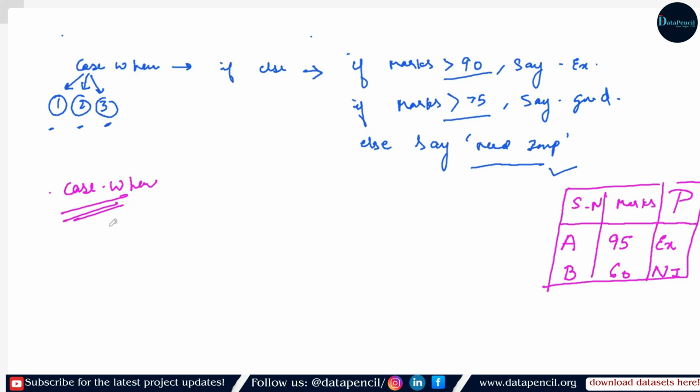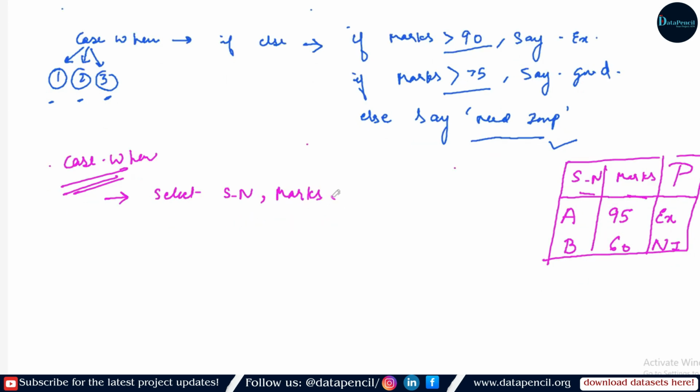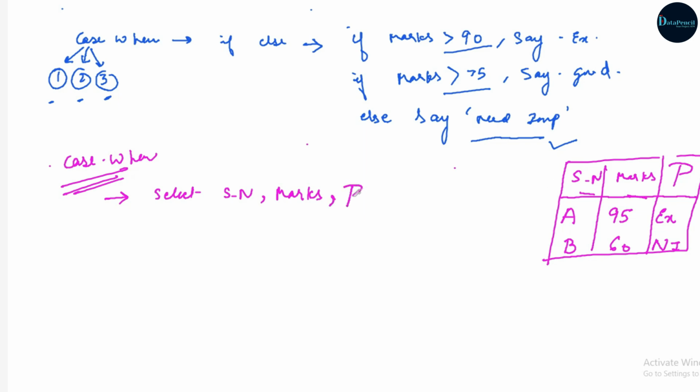We firstly have to select our columns. What columns do we need to select? We are selecting here student name, marks, and now performance. But the performance column is not given directly in our table. These different categories, excellent, good, need improvement, such values are not directly given in our table. So we cannot directly write performance here. For this, we need to apply the case when concept.